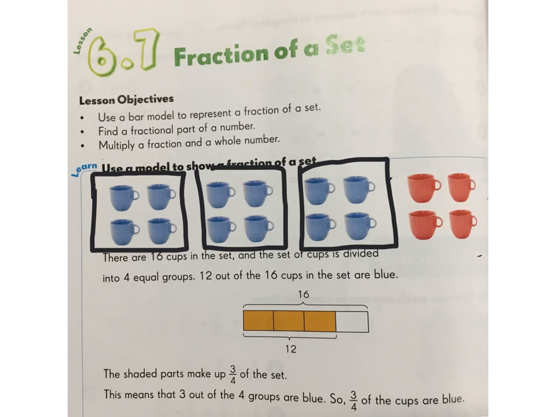3 of those groups of 4 are blue cups, which gives us 12 cups out of 16. So 12 out of 16 is 3/4 of the cups. So 3/4 of 16 equals 12.